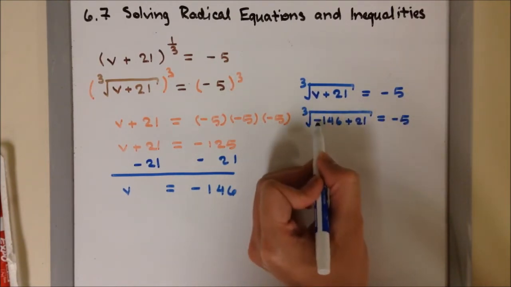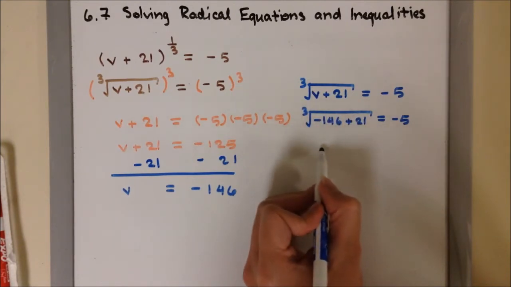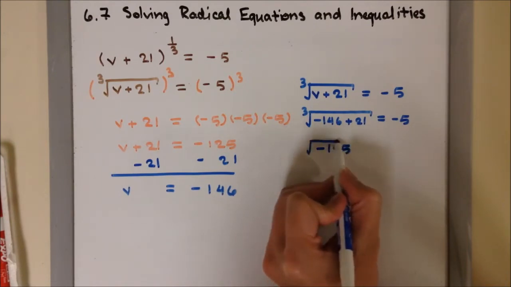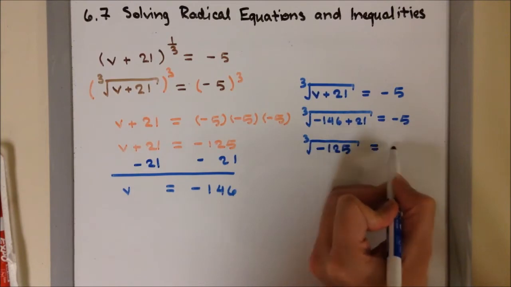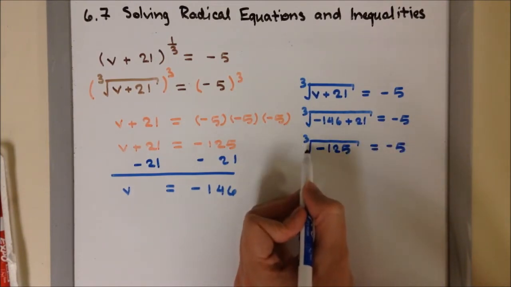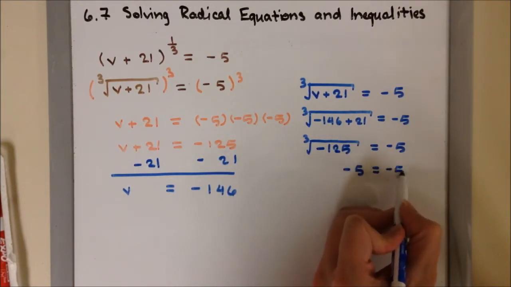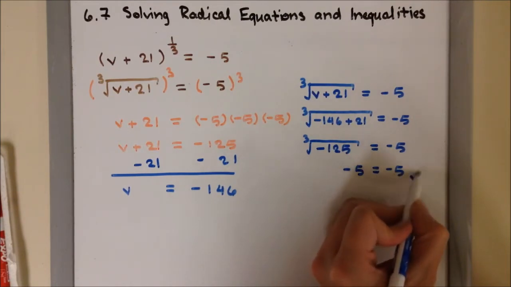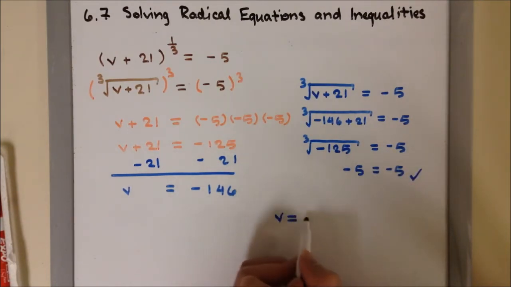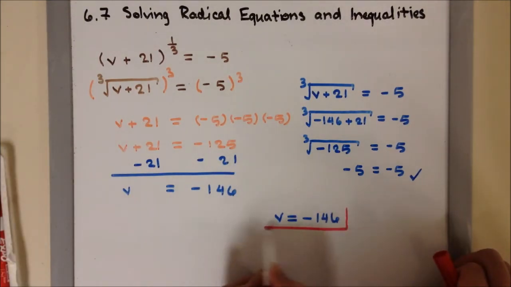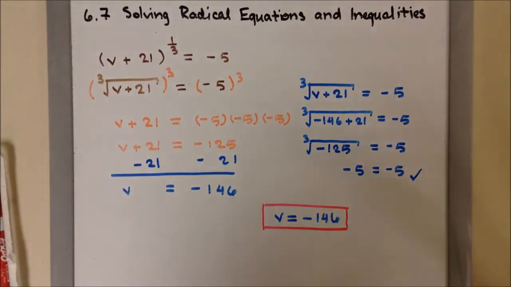Inside the radical, negative 146 plus 21 will be negative 125. And the right side is still negative 5. When I do the cube root of negative 125, that will come out as negative 5. So the left side is equal to the right side, so our answer works. My final answer is v equals negative 146. And then let me box that up. Again, this is our final answer, v equals negative 146.